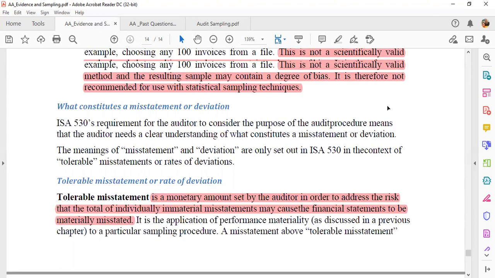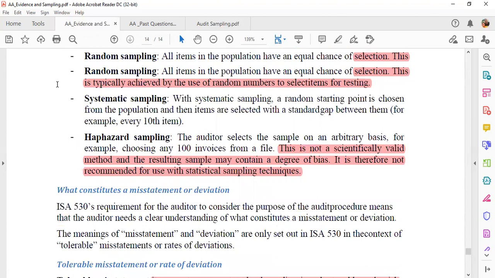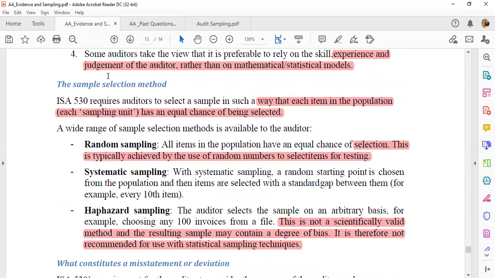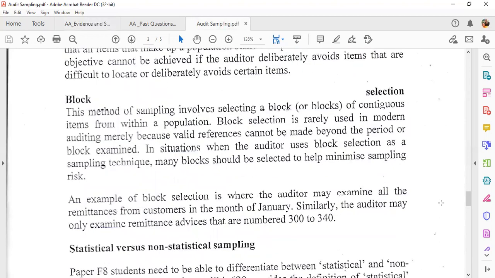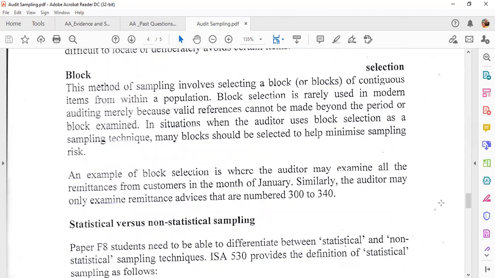Don't forget some of these words. These are the words, these are the 3 that were mentioned in your part: random sampling, don't forget the meaning of random sampling, and systematic sampling. The other one that I'm showing you now, just for your own knowledge sake, is what we call block selection. You can read it as well.